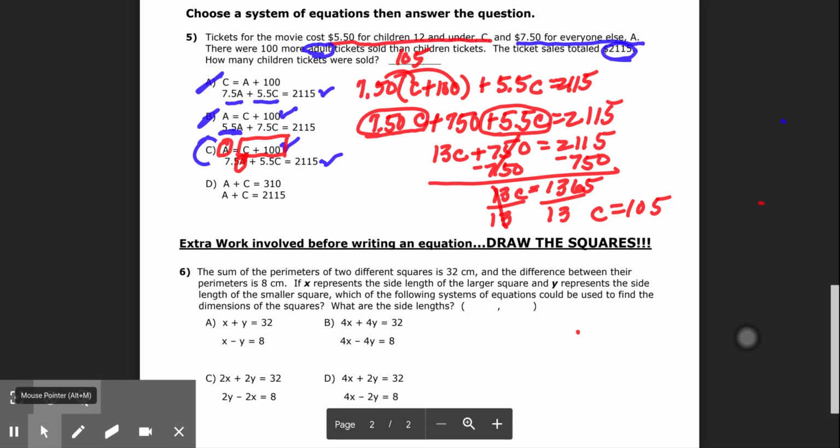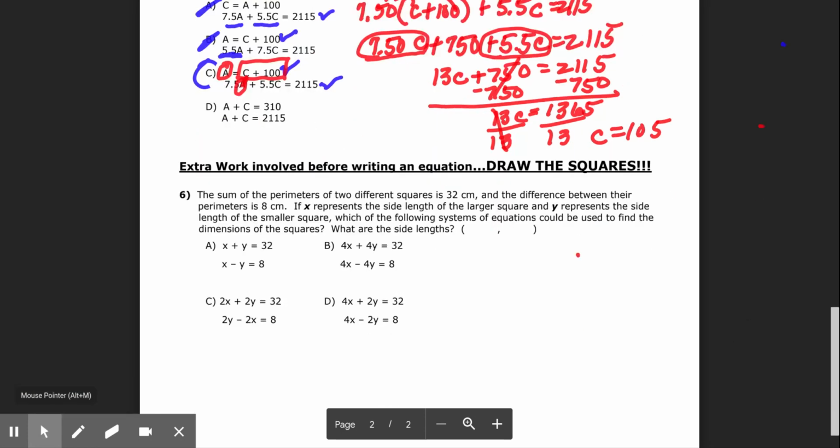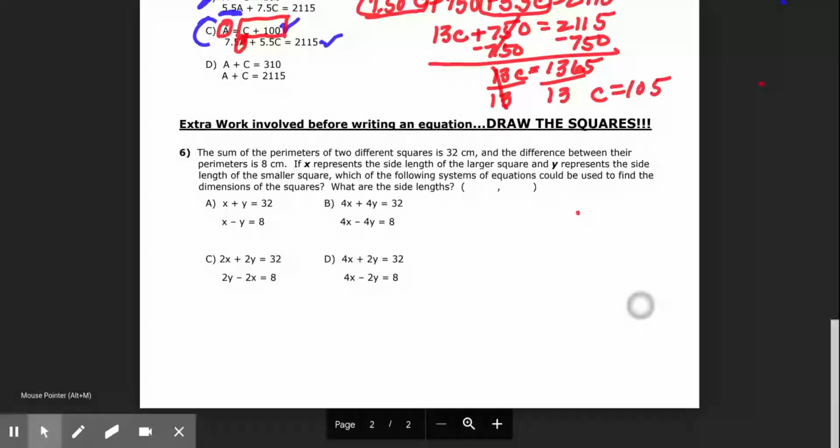All right, let's take a look at problem 6. This is extra work involved before writing an equation. And they want you to draw the squares. All right, so on number 6 here, it says the sum of the perimeters of two different squares is 32 centimeters. And the difference between their perimeters is 8 centimeters. If x represents the side length of the larger square, so we're going to have a larger square.